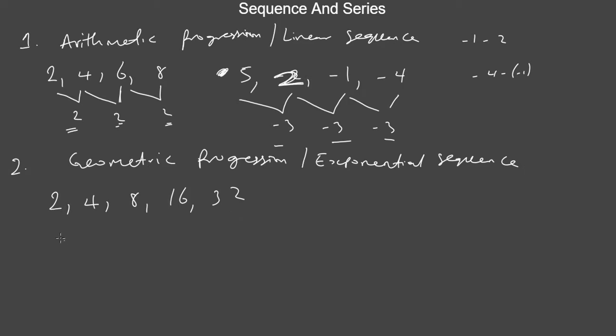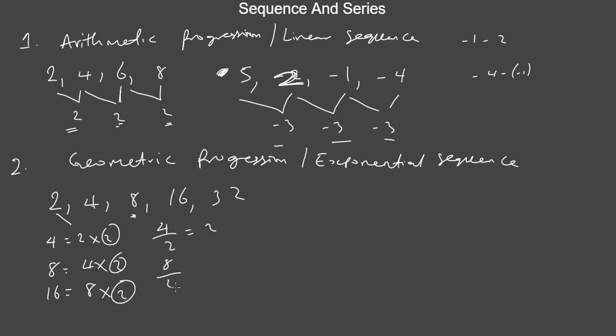Now look at it. 4 is 2 times 2. 8 is the 4 which came before it, times 2. 16 is the 8 which came before it, times 2. So we keep multiplying by 2. If you take the ratio between 4 and 2, that is 4 divided by 2, that will give you 2. The ratio between 8 and 4 gives you 2. The ratio between 16 and 8 gives you 2. So because the ratio between two successive terms is constant, we call that geometric progression.